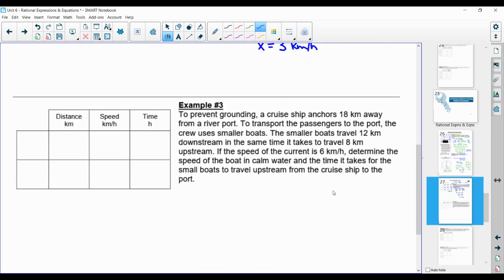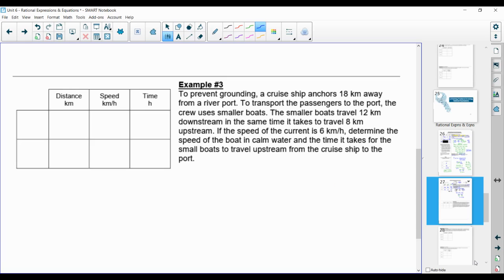Let's take a look at another similar question here. So example number 3, it says, to prevent grounding, a cruise ship anchors 18 meters away from a river port. To transport the passengers to the port, the crew uses smaller boats. The smaller boats travel 12 kilometers downstream in the same time, there's some keywords right there, in the same time it takes to travel 8 kilometers upstream. If the speed of the current is 6 kilometers per hour, determine the speed of the boat in calm water and the time it takes for the small boats to travel upstream from the cruise ship to the port.